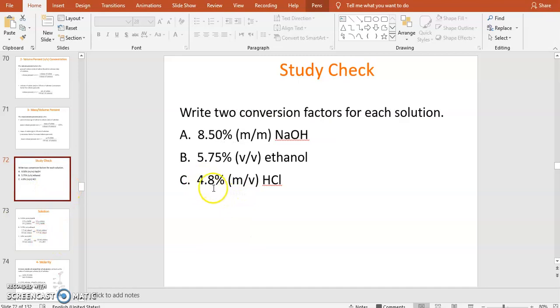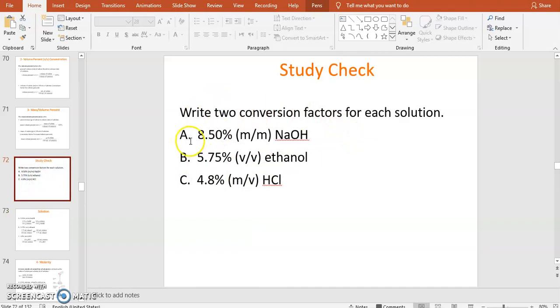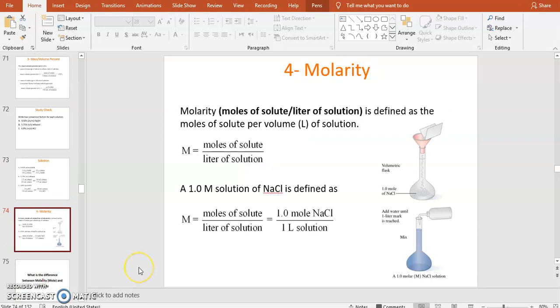Here we can say this is mass, which is grams, and mLs is volume. So we can say 4.8 grams of HCl over 100 mLs solution, or the opposite. Okay, so whenever they give you the concentration of a solution as 8.50%, whether mass percent, volume percent, or mass to volume percent, then you can set up your conversion factors and use it.